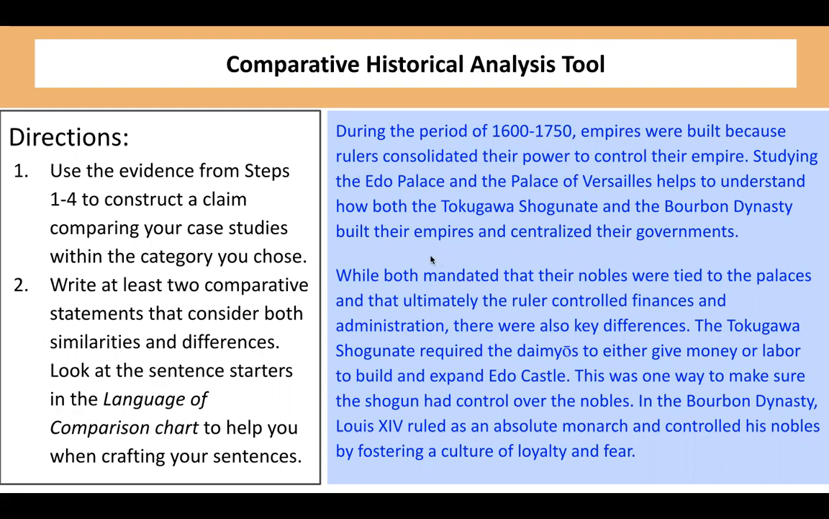So while both, and note how I write the language of comparison, while both mandated that their nobles were tied to the palaces and that ultimately the ruler controlled finances and administration, there were also key differences. The Tokugawa shogunate required the daimyo to either give money or labor to build and expand Edo Castle. This was one way to make sure the shogun had control over the nobles. In the Bourbon dynasty, Louis XIV ruled as an absolute monarch and controlled his nobles by fostering a culture of loyalty and fear.